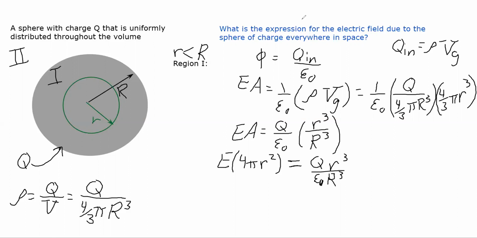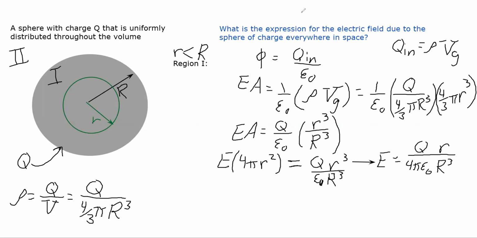Okay, and then I'm going to solve for E and get my electric field. The magnitude of my electric field would be Q r over 4 pi epsilon 0 R cubed. Okay, so that's my electric field in region 1. All right, I'll come back to that in a second.